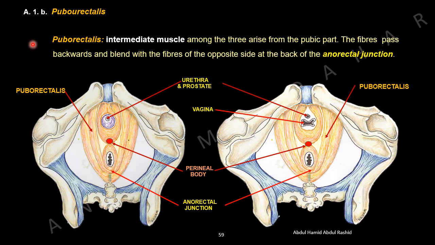Puborectalis muscle. Puborectalis muscle is the intermediate muscle among the three that arise from the pubic part. The fibers pass backwards and blend with the fibers of the opposite side at the back of the anorectal junction. This is the anal canal, so this is the anorectal junction behind here. And in the case of female, also the same thing, this is the anorectal junction. So both male and female are the same: it comes from the back of the pubic part, sweeps around the back of the anorectal junction, and is called the puborectalis muscle. The intermediate part.